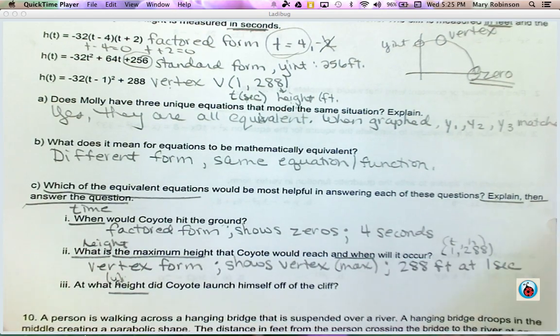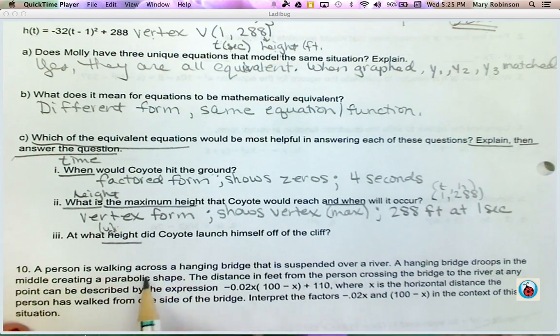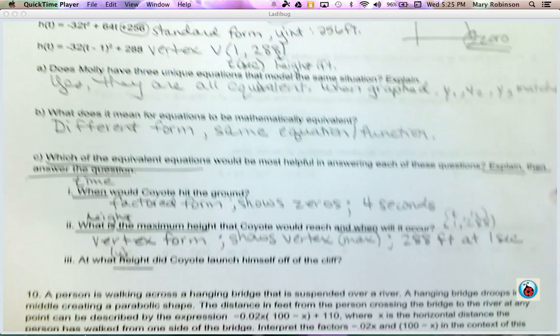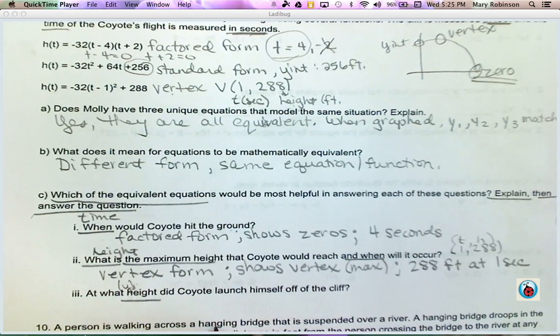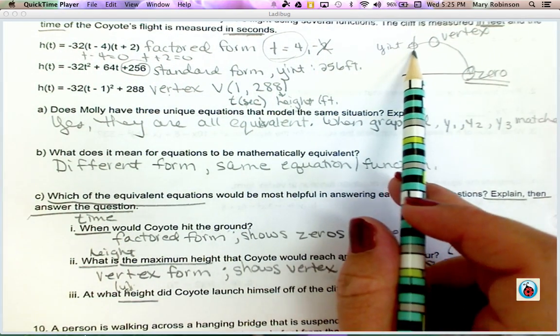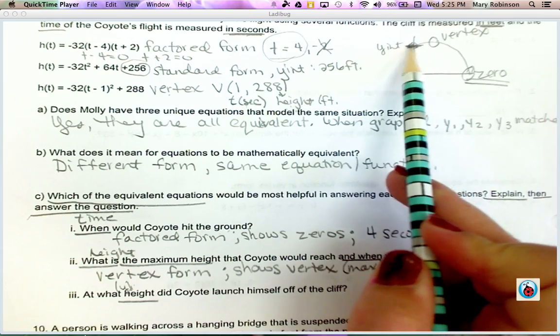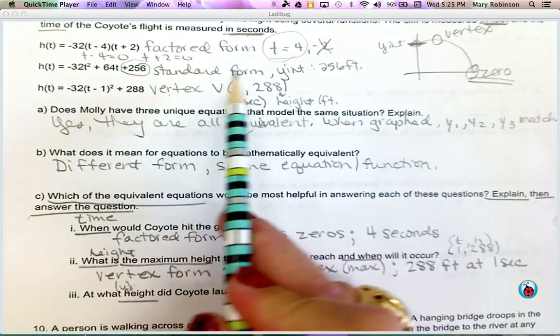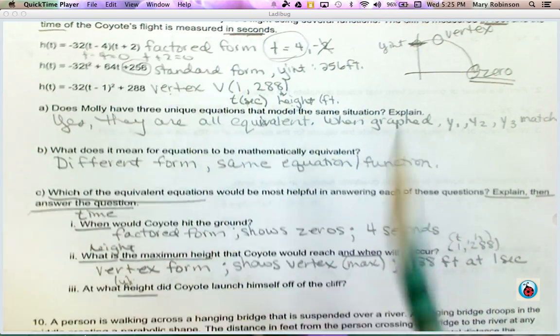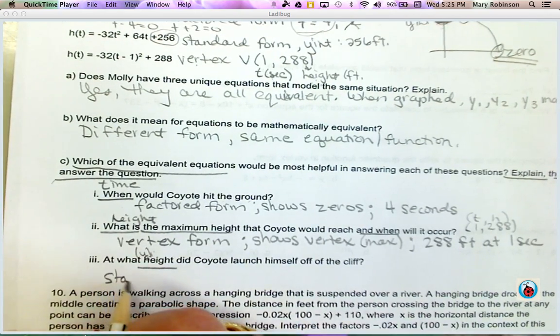Okay? And next, at what height did Coyote launch himself off of the cliff? Well, he launched himself off of the cliff to start with right here. So that's our y-intercept. Which equation shows our y-intercept? Standard form. So we want standard form.